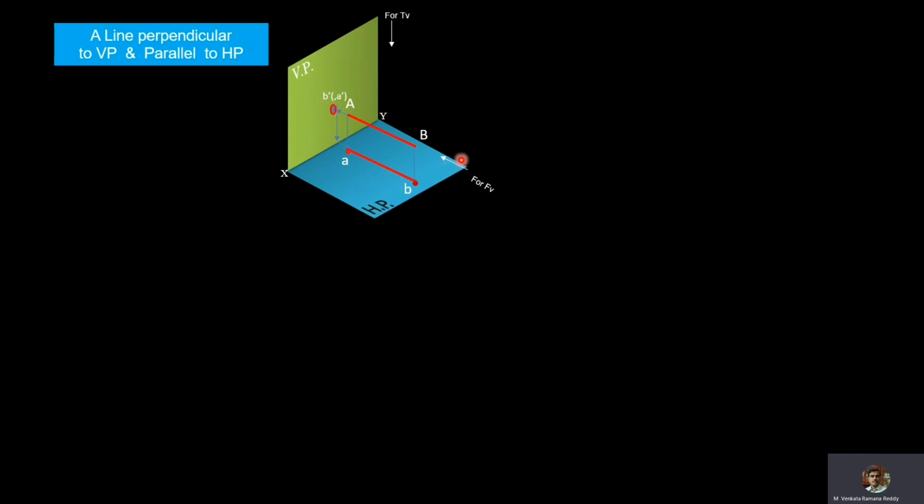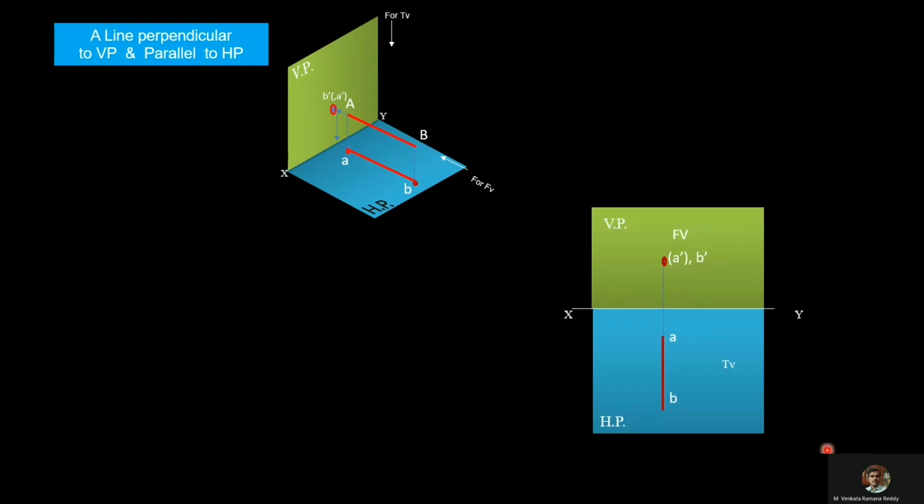Now we'll rotate the horizontal plane 90 degrees clockwise. With that, this line comes below the XY line. So here line AB, this is the true length, it comes below the XY line. And in front you will get only a point. Here point A is not visible, point B is visible. That's why A dash is under brackets, B dash is not in brackets.